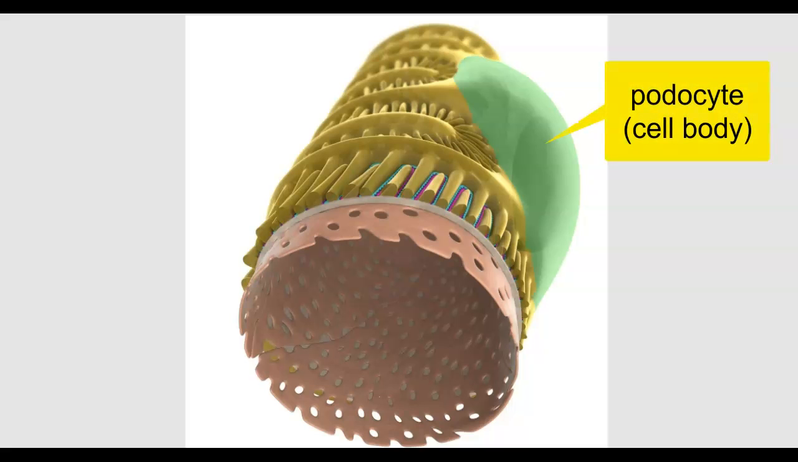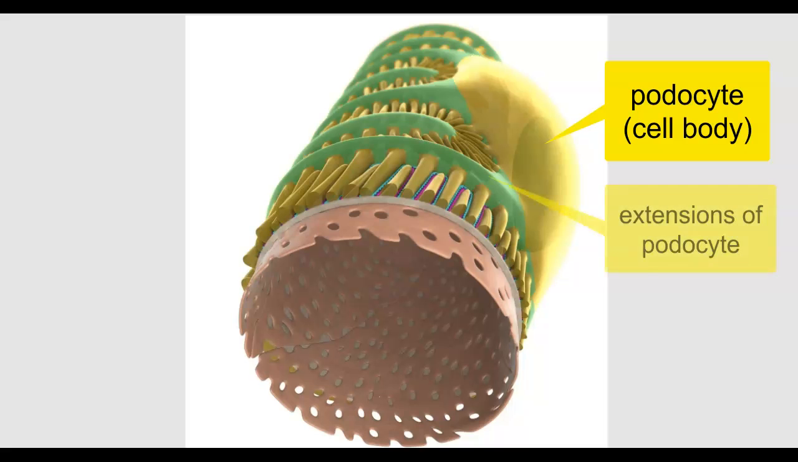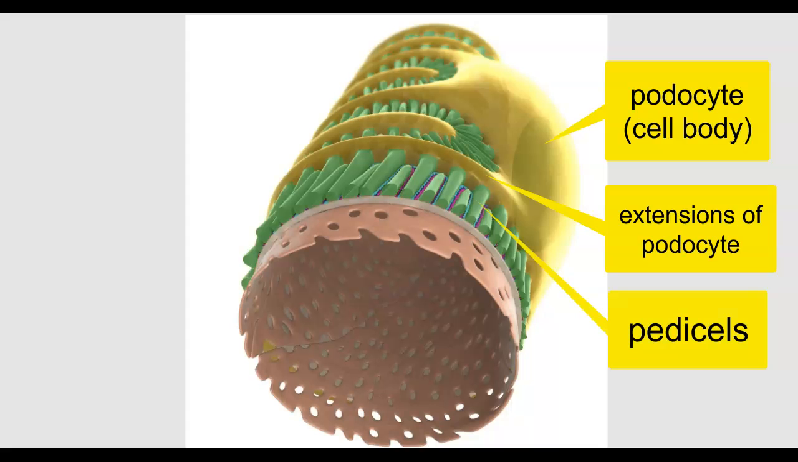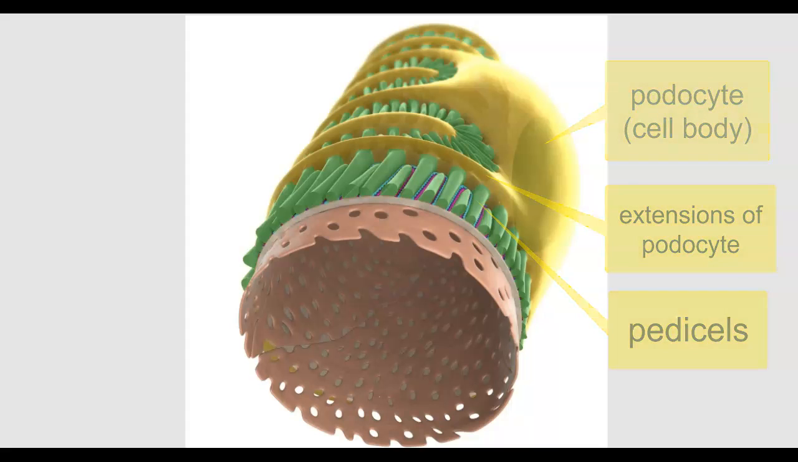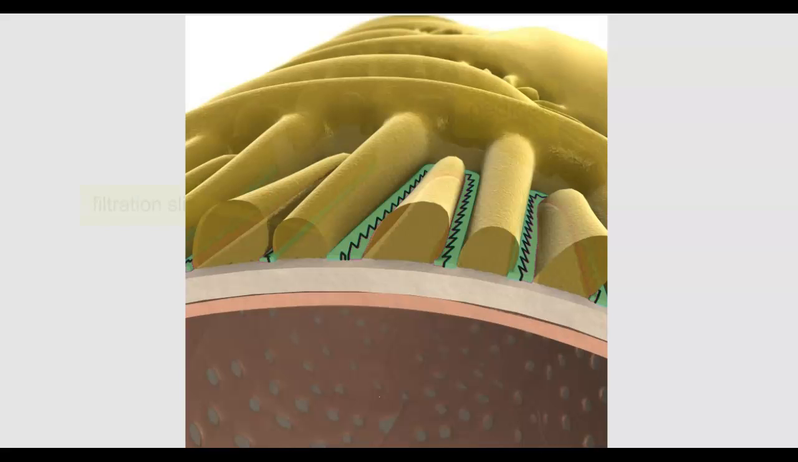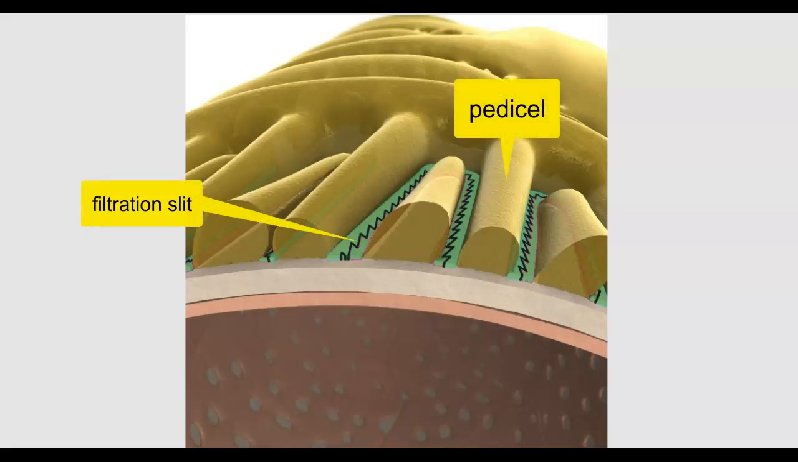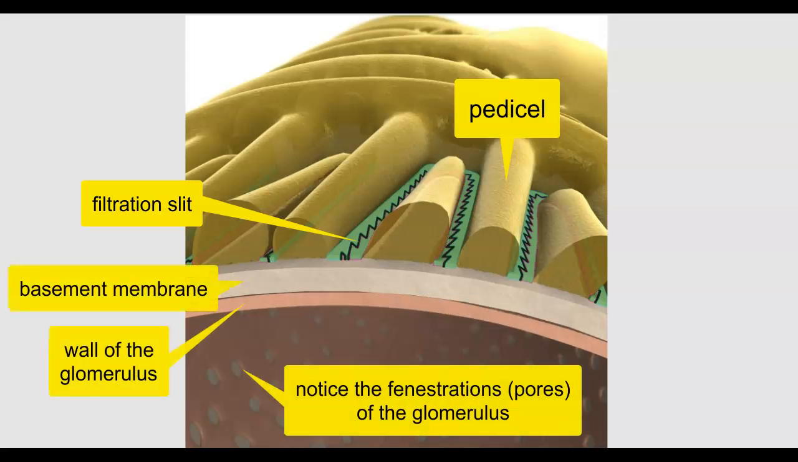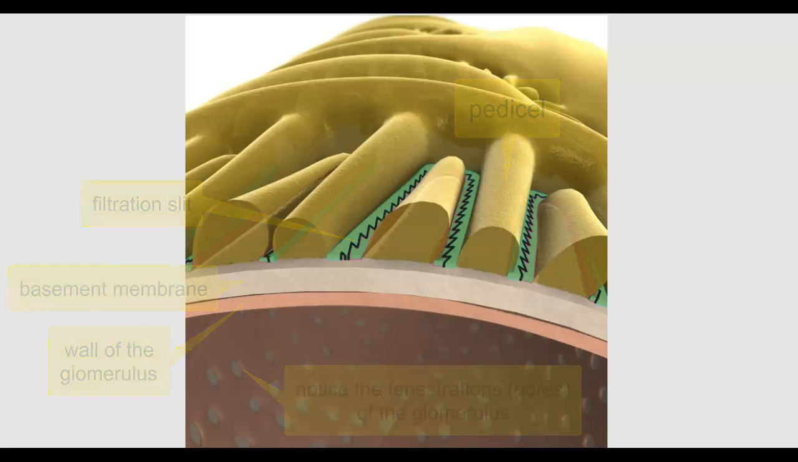Let's take a closer look at the visceral layer of Bowman's capsule. That's made up of these specialized cells called podocytes. They're called podocytes because they have these foot-like extensions that come off of the cell and wrap around the glomerulus. And then coming off of these extensions are these little fringe-like extensions called pedicels. What this does is it creates a loosely woven cellular layer that leaves gaps in between these areas called filtration slits. This is going to allow filtrate to leave the blood and enter into Bowman's capsule.